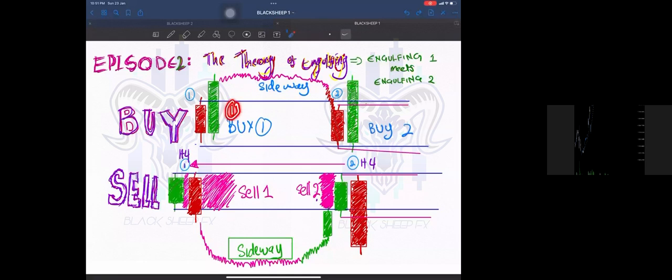So the crucial elements in this are, number 1, identifying the engulfing buy number 1. Secondly, is what I call the sideway. The sideway is the secret sauce to the recipe on making the theory of engulfing work really well. So a sideway means as price starts to fly, it chills out in a sideway manner before returning back into the zone.